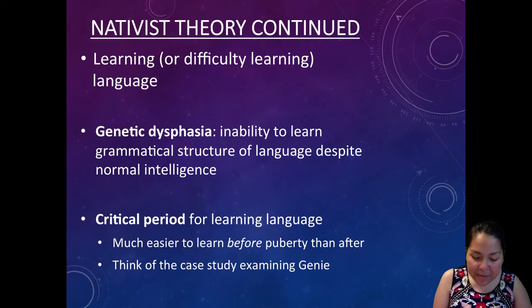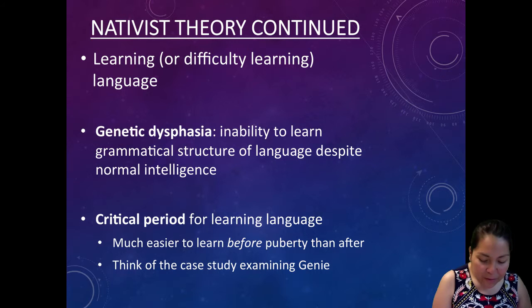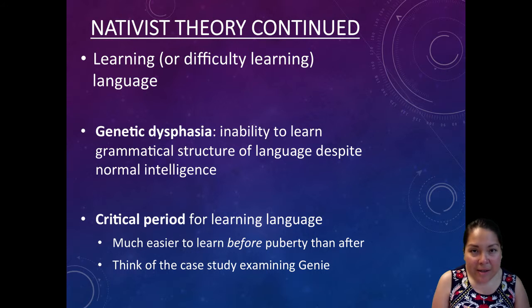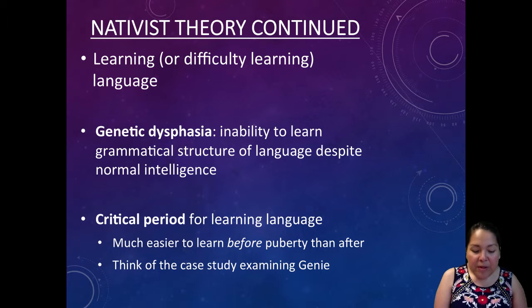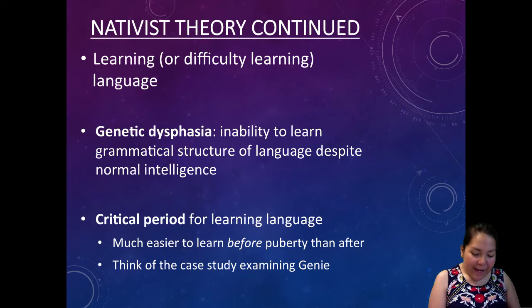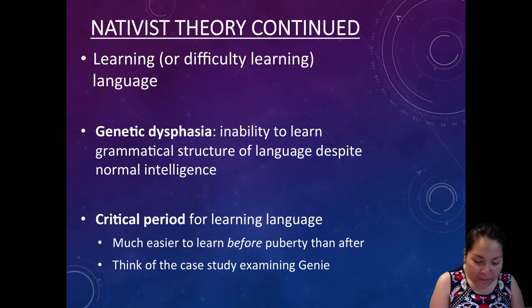This suggests that typically developing children are hardwired to learn grammatical rules, while people with genetic dysphasia must learn them. There must be a biological predisposition, which explains why newborn infants can make contrasts among phonemes that occur in all languages. Again, this provides another leg of support for this nativist explanation.